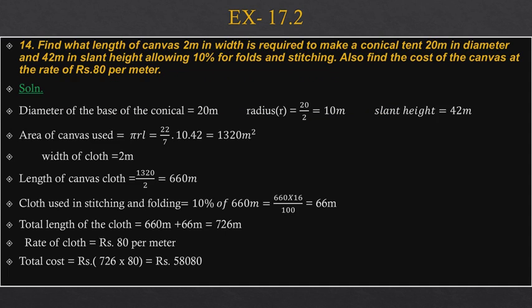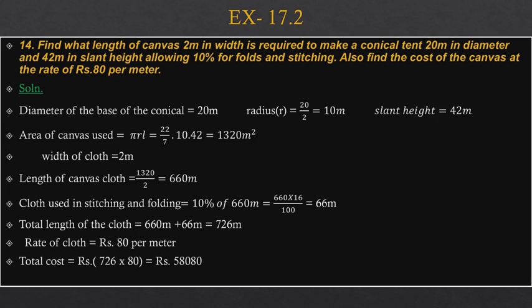Second question is: find what length of canvas of 2 meters in width is required to make a conical tent of 20 meters in diameter and 42 meters in slant height. So the cloth we require to make a tent, the width of the cloth should be 2 meters, and the diameter is given 20 and slant height is 42 meters. Now 10% is required for foldings and stitchings. So find the cost of canvas at the rate of rupees 80 per meter.